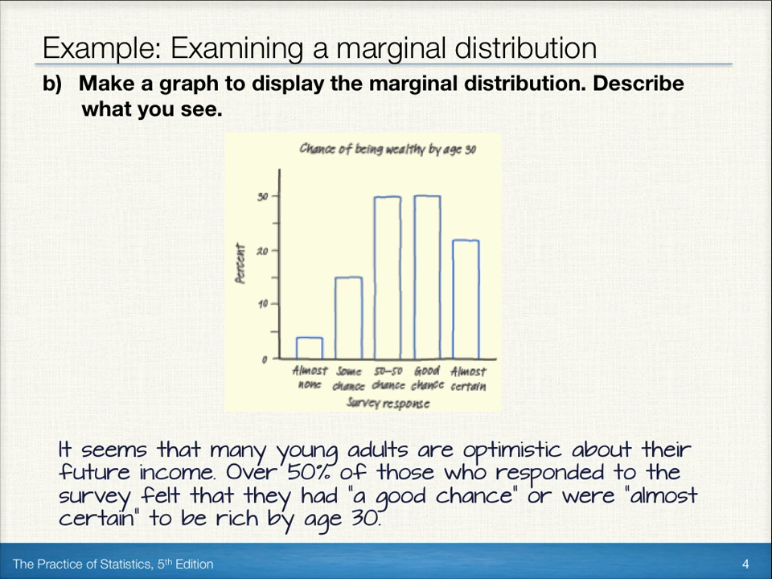For more practice with marginal distributions, try exercise number 19.